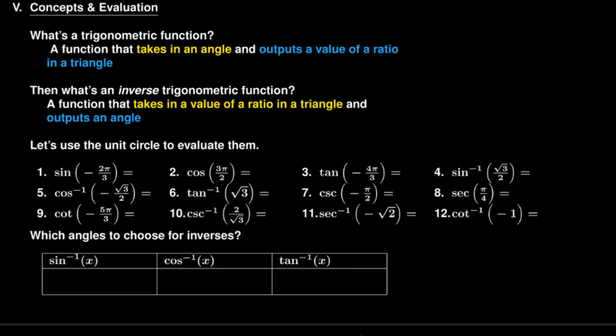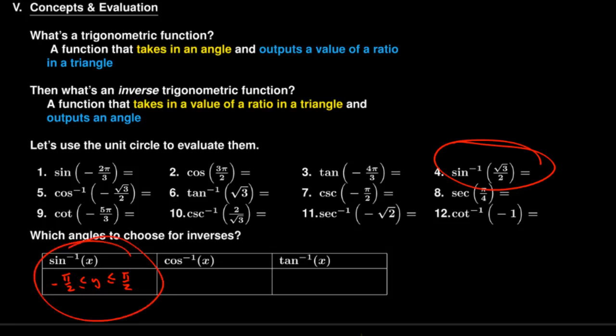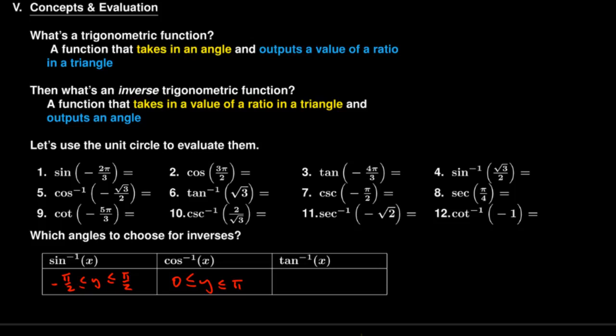And for sine, I'm just going to do this. So remember, this is going to be between negative pi over 2 and pi over 2. So that means for this, whatever angle that's within this range that will give you that ratio with sine is going to be the answer to that. That's what it'll evaluate to. Cosine is from 0 to pi. Tangent is from negative pi over 2 to pi over 2.